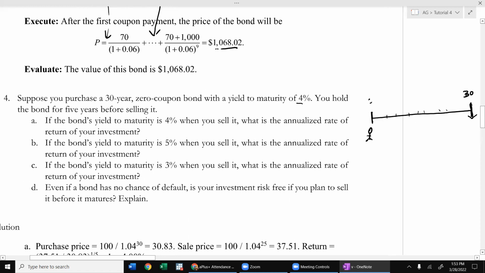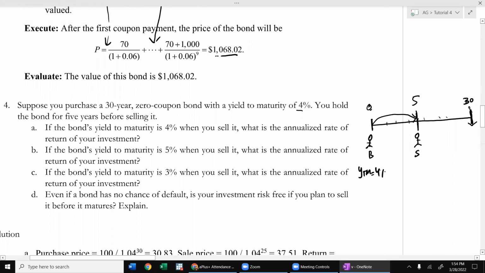Okay, you hold the bond for 5 years. The total period is 30 years, but you will buy this bond now and you will sell it after the end of 5 years, right? So it means you buy it here and you sell it here. If the bond's yield to maturity is 4%, when you sell it, what is the annualized rate of return of your investment?